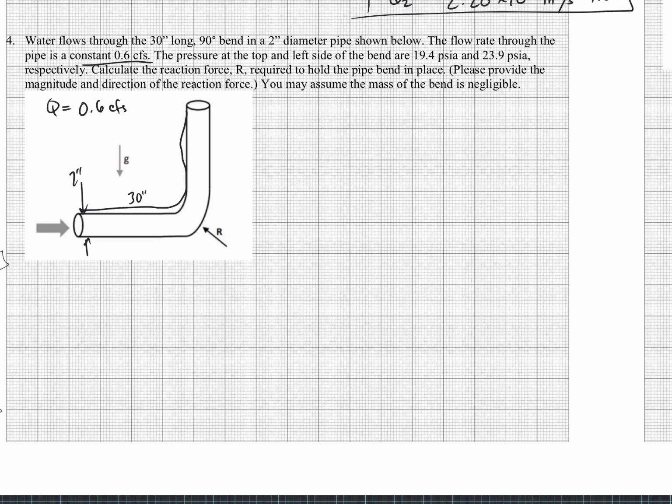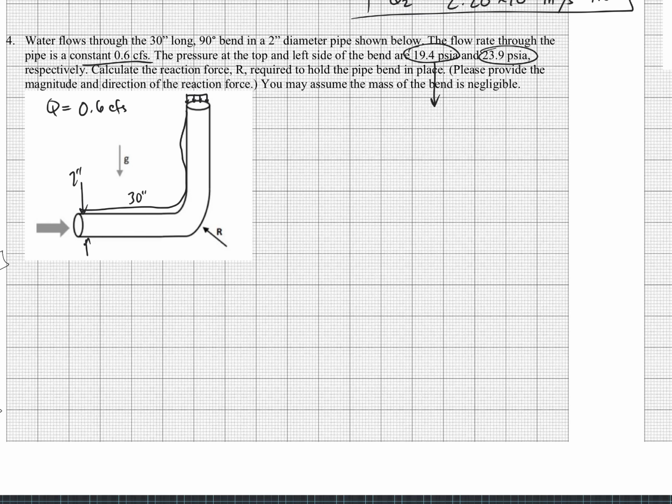The pressure at the top and left side of the bend. So right here we've got a pressure of, what is it, 19.4 psia, 19.4. I don't want to use that because they're in psi. So that's totally annoying. Respectively, calculate the reaction force required to hold the pipe bend in place. Okay, but I don't like those pressures. This 19.4, I don't like it. The reason I don't like it is because it's absolute, and I want to work in terms of gauge.